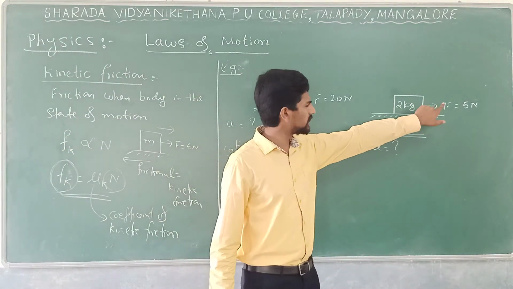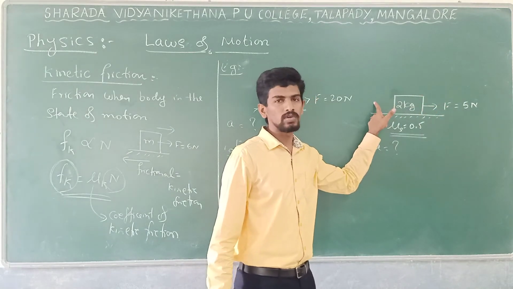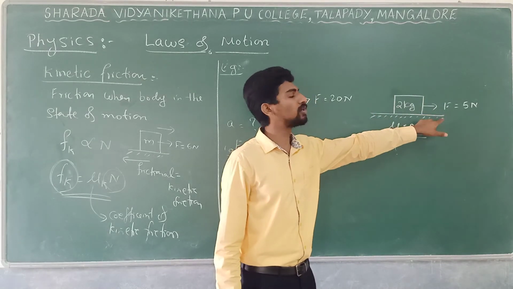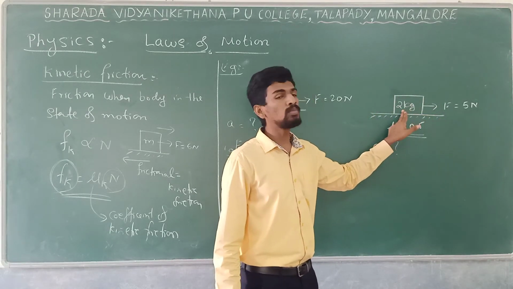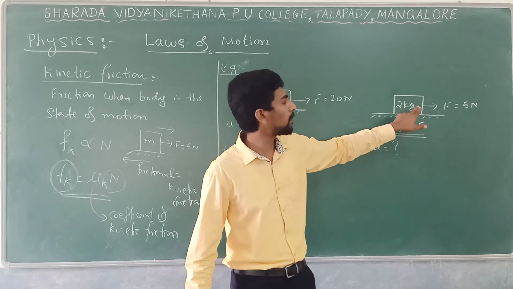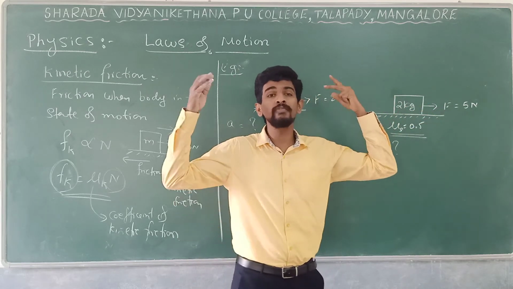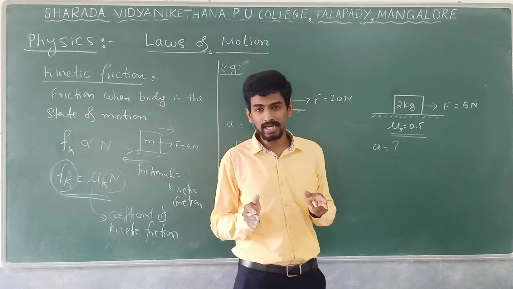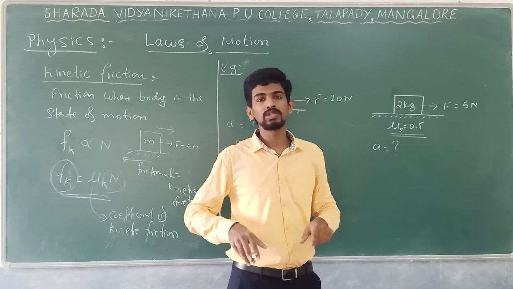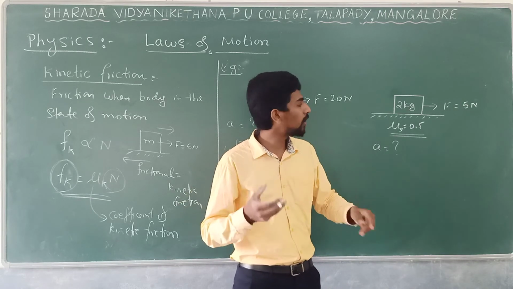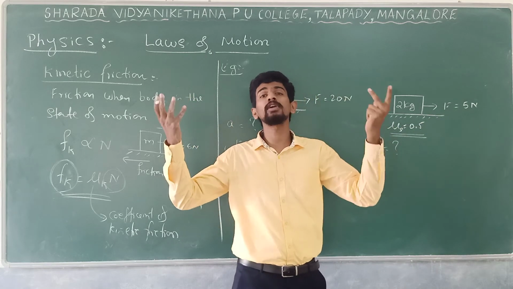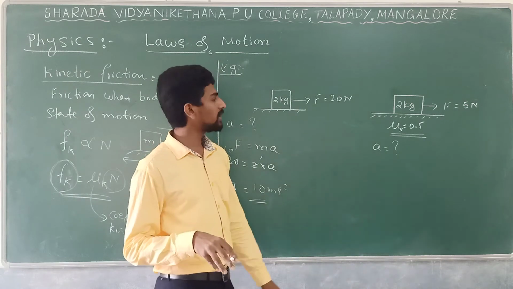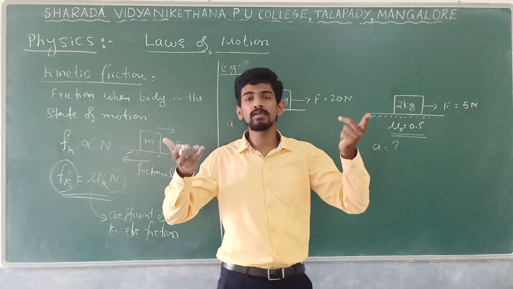Now, if F is equal to 0, what is the frictional force? 0. If F is equal to 1, the friction is also 1. The body will move only when you apply a force more than the maximum frictional force. So first, to find the acceleration, you have to find whether that body is moving, that is, whether the applied force is more than the maximum frictional force.